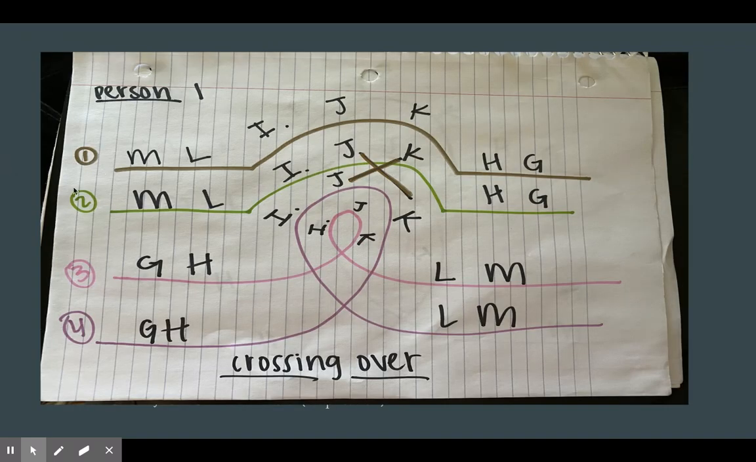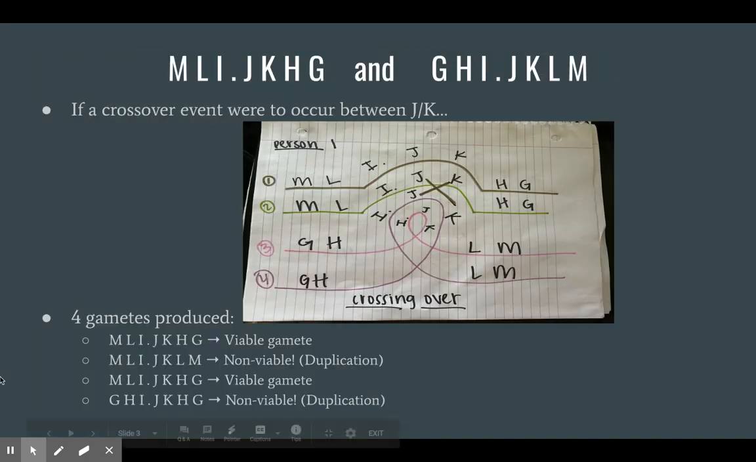Here we have our 2 chromatids for chromosome 1 and our 2 chromatids for chromosome 2. And our X is where our crossover event is going to occur. So now we have our 4 gametes produced. We can tell that 1 and 3 are viable gametes, but 2 and 4, if we look closely, we can see that there's duplication in both of these. Duplication is one of our chromosomal aberrations that will make our gamete non-viable.